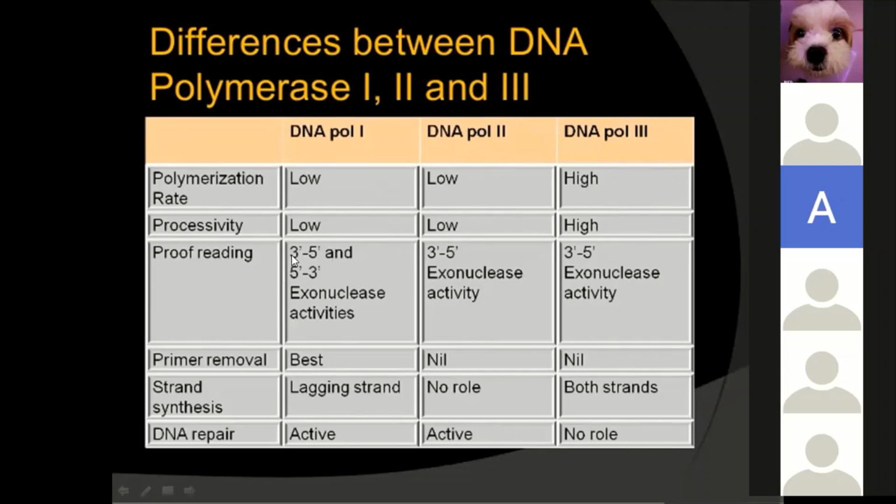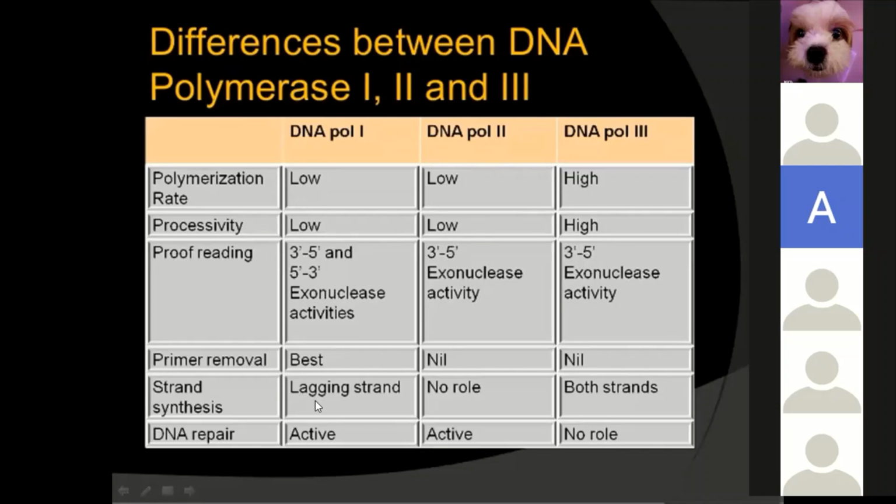And polymerase 3 has 3' to 5' and 5' to 3' exonuclease activity. This is 3' to 5' exonuclease activity. All of them have proofreading activity. The primer removal is best in case of DNA polymerase 1. In polymerase 2, primer removal is not there. This is because polymerase 1 is responsible for filling the gaps on the lagging strand, and then strand synthesis also. This is DNA polymerase 1.